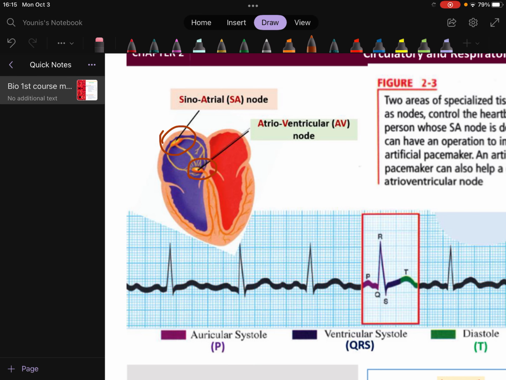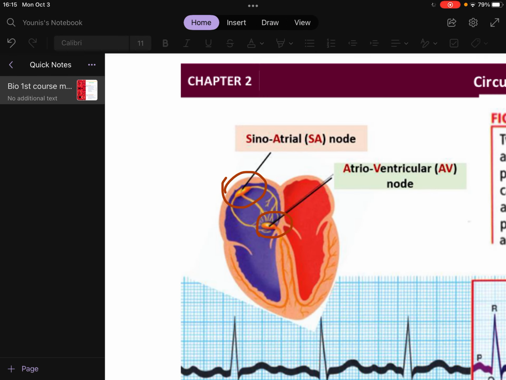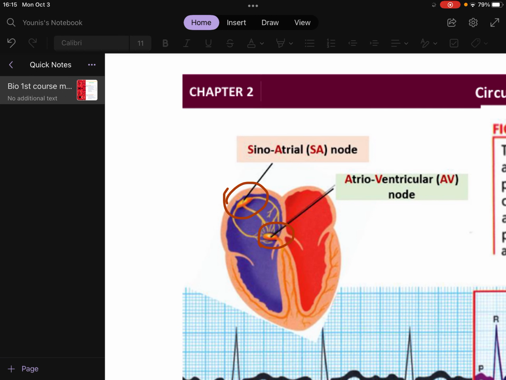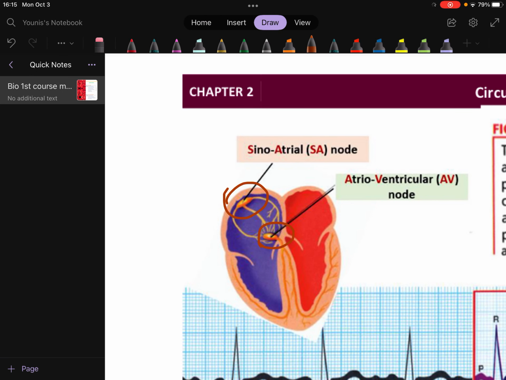Because in the heart, there is what? There is a node called the sinoatrial node, which is made up of specialized muscle cells. This node acts as what? A pacemaker. It means it can initiate an electrical signal that can stimulate heart muscles to contract and produce a heartbeat. So the initiation of the electrical signal is by the sinoatrial node that's located in the wall of the right atrium.